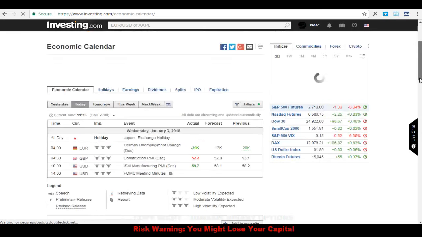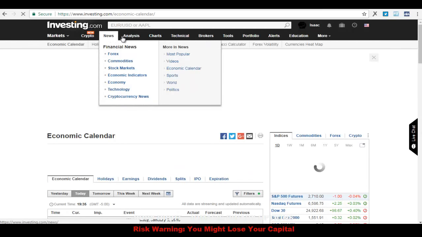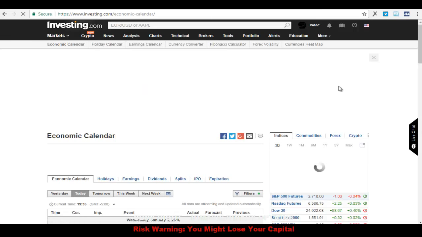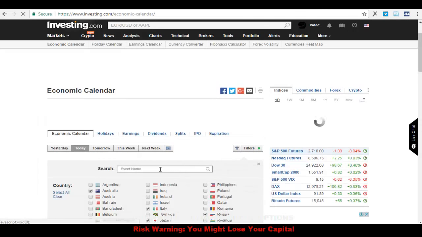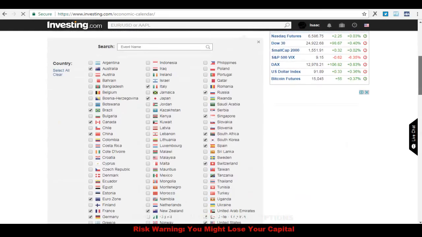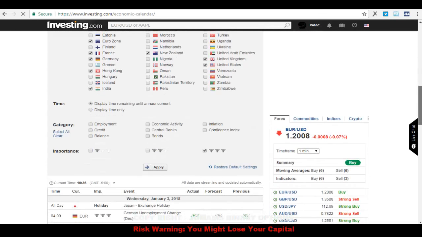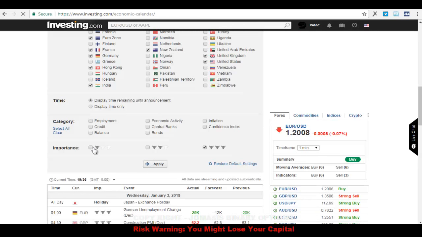After you have visited this website and clicked News, then Economic Calendar, the website will be displayed this way. What you need to do first is to come to this filter. Then you come down and you see this importance and these bulls. This one means low, medium, and high importance. I have already unticked the others, so you're going to tick the one that has three bulls, and click apply.